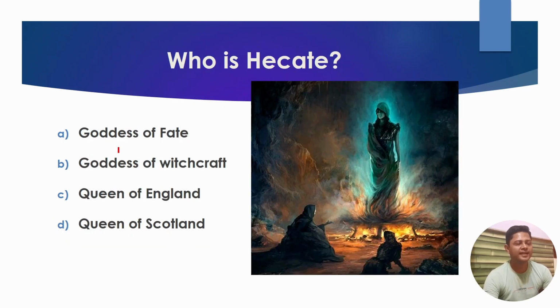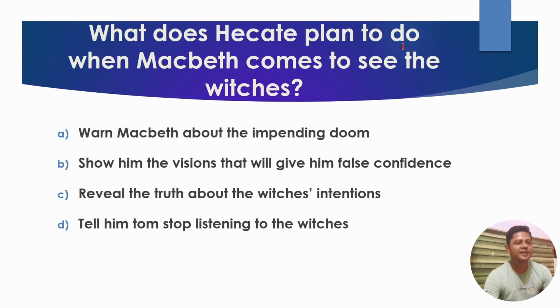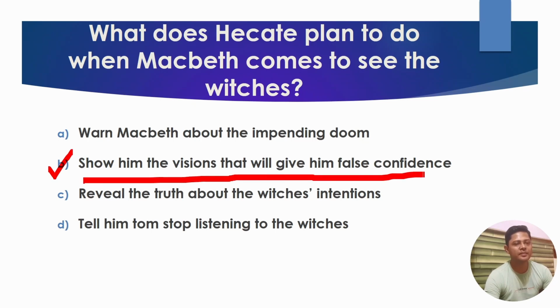Who is Hecate? Hecate is the goddess of witchcraft. The next question is, what does Hecate plan to do when Macbeth comes to see the witches? Here the correct answer is option B. Show him the visions that will give him false confidence. So Hecate wants to give Macbeth false hope.